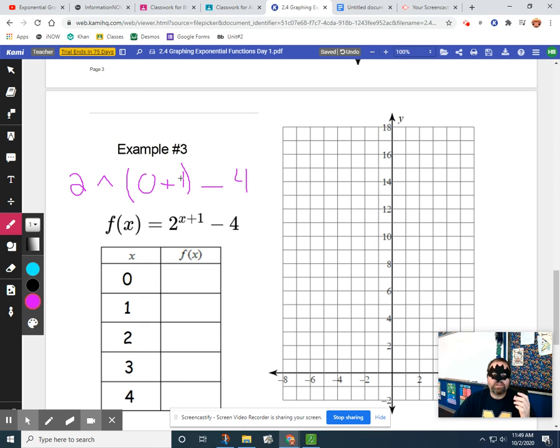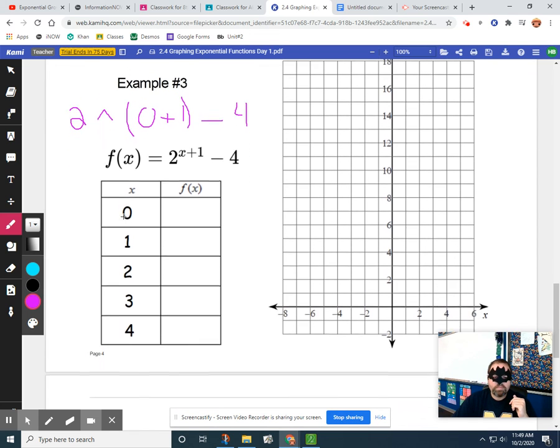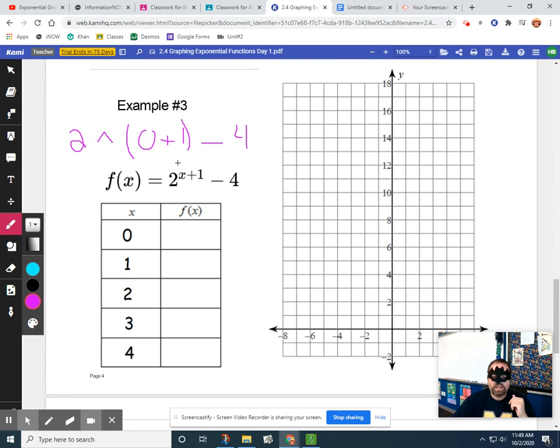And if you're savvy with integer arithmetic, if you can add and subtract in your head pretty quickly, you can save yourself some time by just taking that and adding 1. So 0 plus 1 is 1, so I'm evaluating 2 to the first power. You don't have to type in all that business with the parentheses if you can skip that. So I'm going to take every value here and add 1 to it and use that as the exponent.